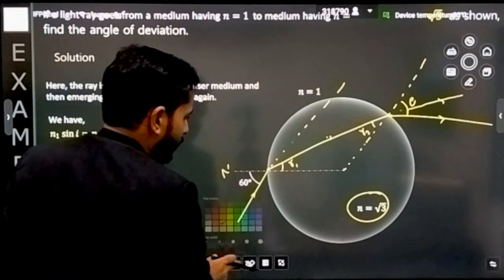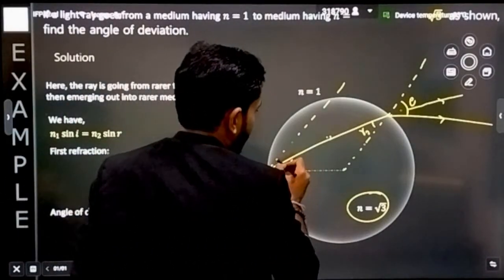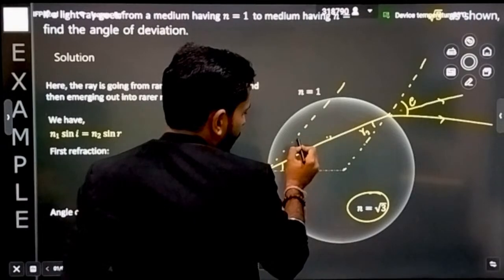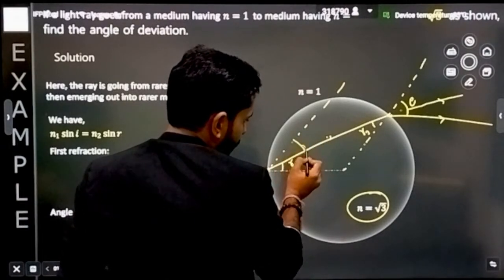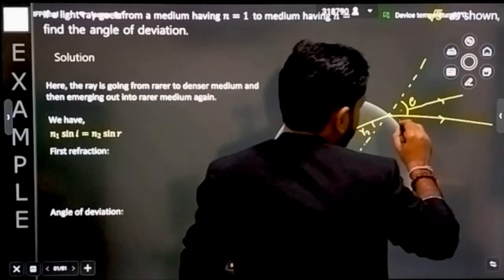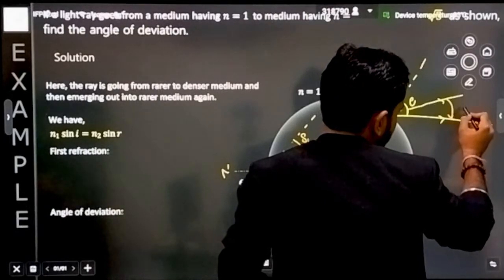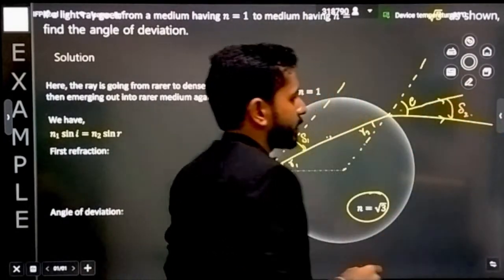Can you show the deviation also in the same diagram? Yes, sir, I can show the deviation. How will I be showing? See, this was the initial original ray. But it bent by some angle, and this bending is called deviation, and I will name it deviation 1. Here again the ray was going like this, but it has bent its path. So again some deviation is coming, and I will name this as deviation 2.